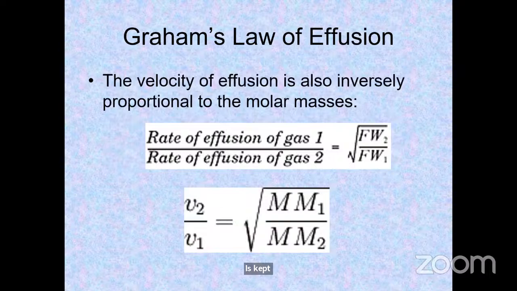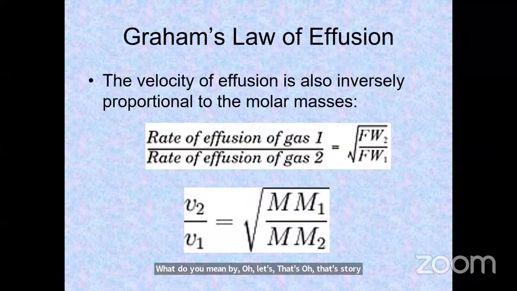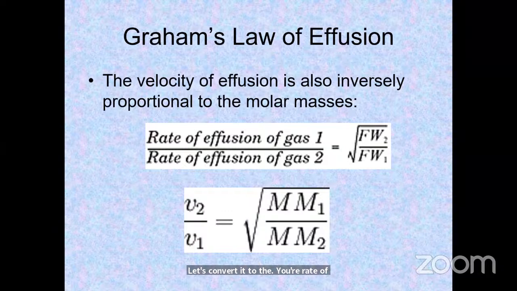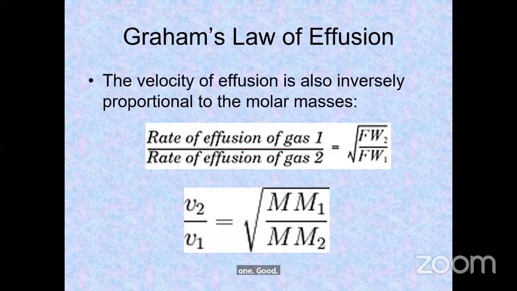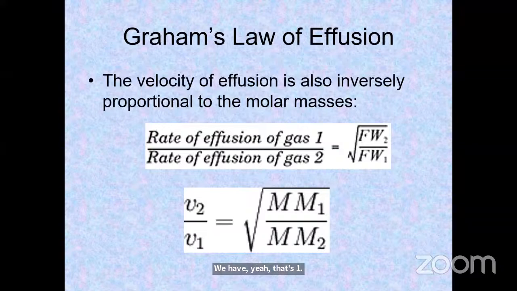What do we mean by effusion? Let's first of all write the formula. Let's convert that sentence we have made, or that story we are telling, to a formula. The rate of effusion of gas 1 divided by the rate of effusion of gas 2 is inversely proportional to their molar mass. The formula: the square root of the molecular weight of gas 2 divided by the molecular weight of gas 1. Okay?